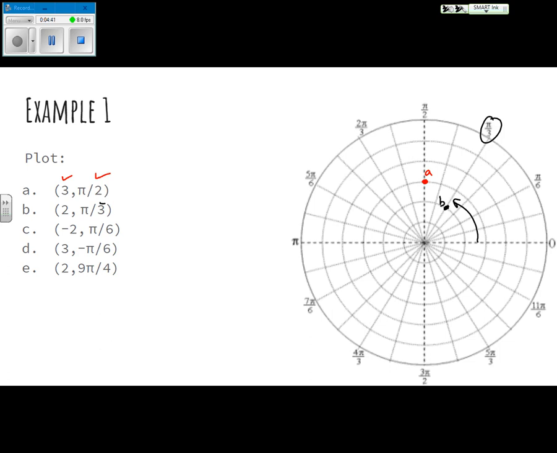Now, I know you've got some extra lines in there. I actually plotted every 15 degrees or every pi over 12. You're just going to have to ignore some of them. We're going to need them later, but just not yet, not right now.